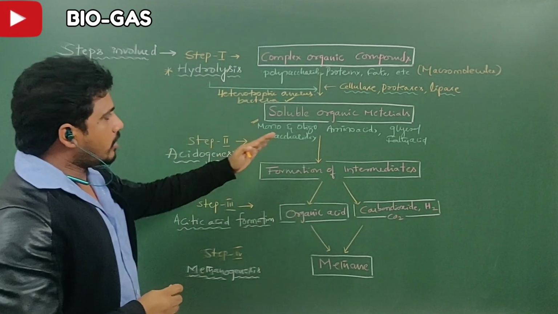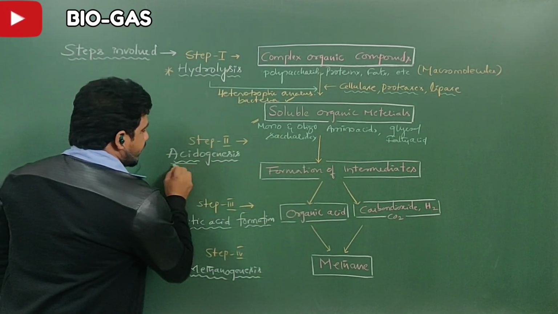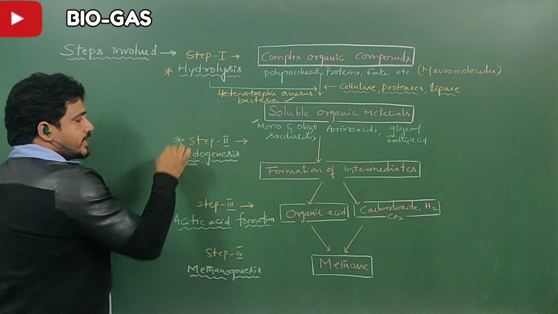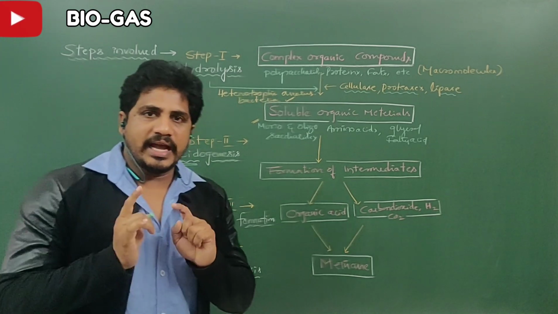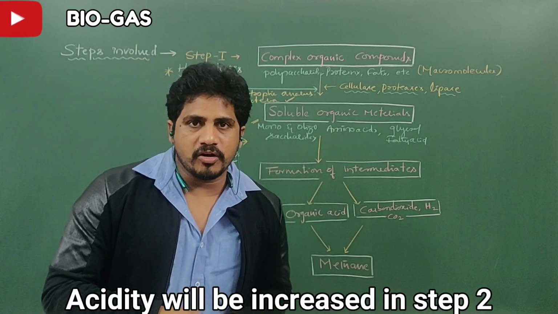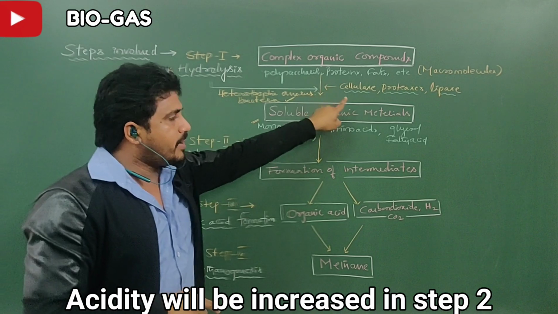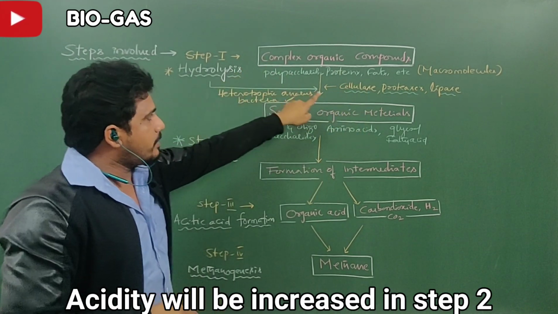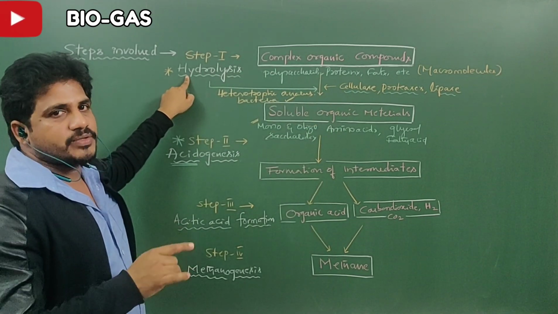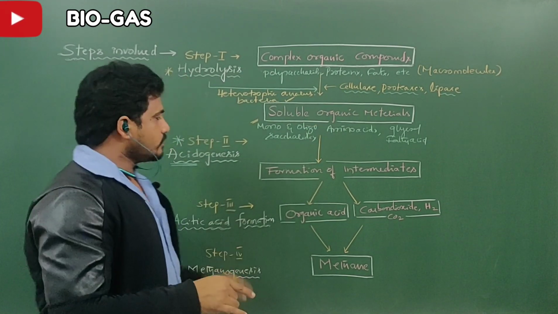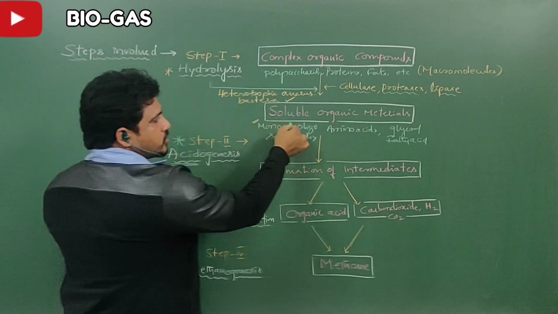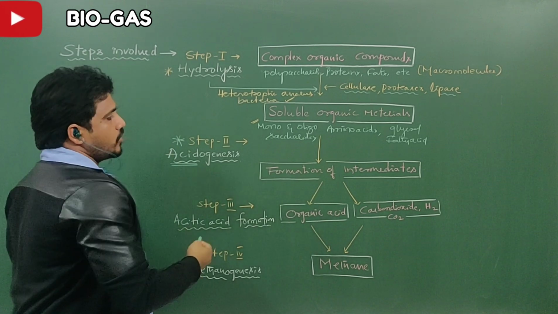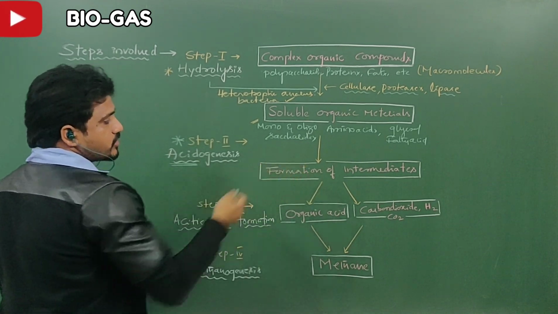From the soluble organic materials we have to gain some acids. So production of acids takes place in the second step. That's why step 2 is called acidogenesis. The first step is called hydrolysis. The enzymes are produced by some microorganisms, but the enzymatic action is hydrolysis. That's why step 1 is hydrolysis. But in step 2, simple or soluble organic materials form organic acids. In between, some intermediates are also formed.